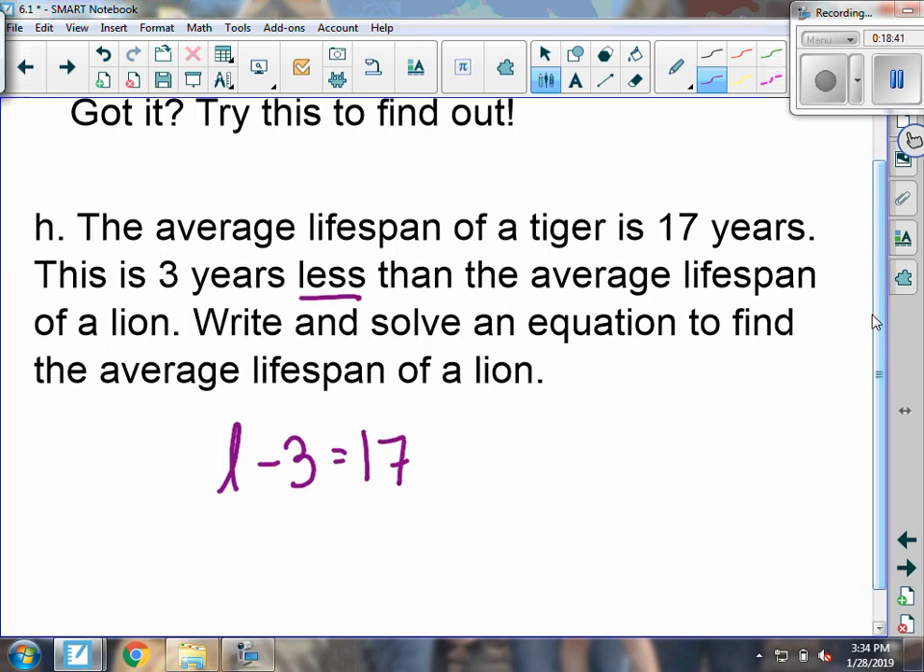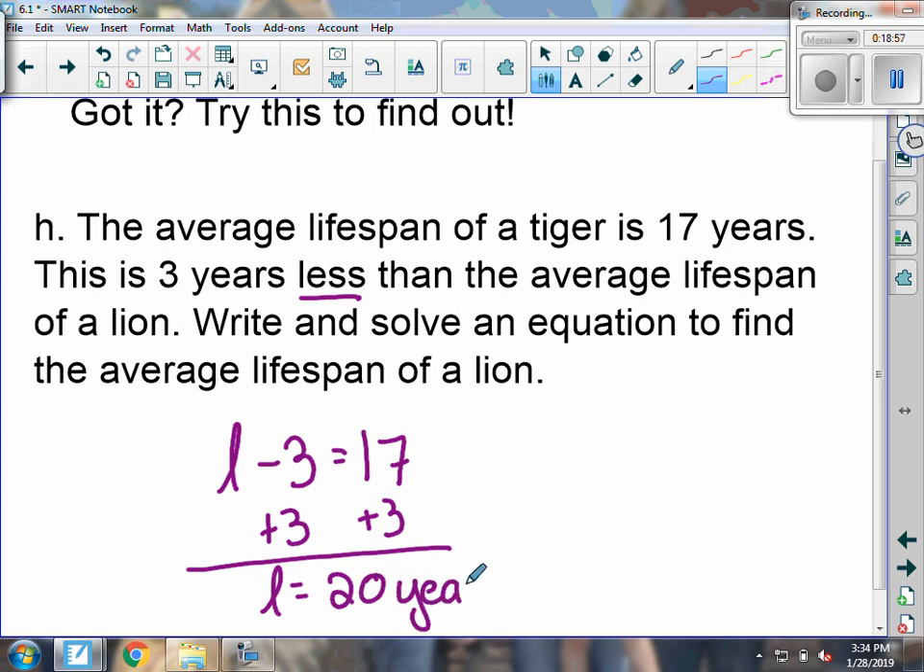How do I solve this? So I have L minus 3 is equal to 17. I'm going to add 3 to both sides. So I'm going to get L is equal to 17 plus 3 is 20. 20 what? 20 years. So the average lifespan of a lion is 20 years.